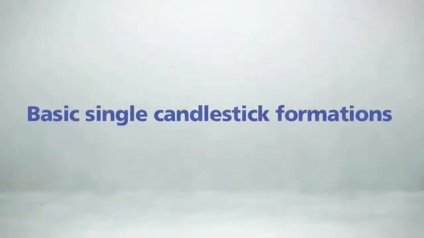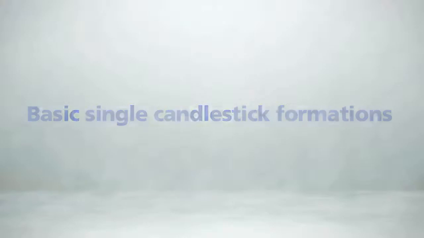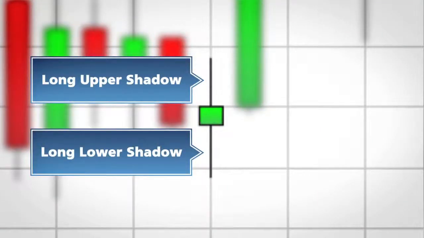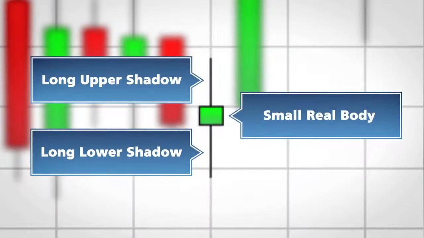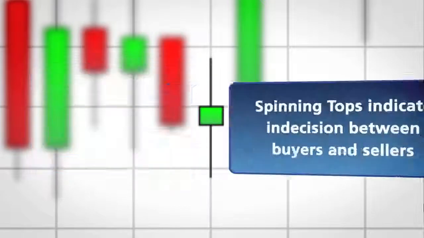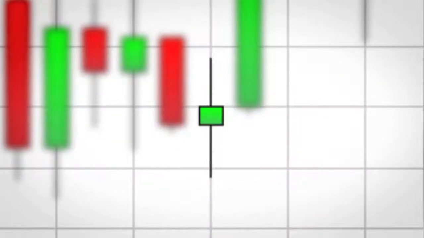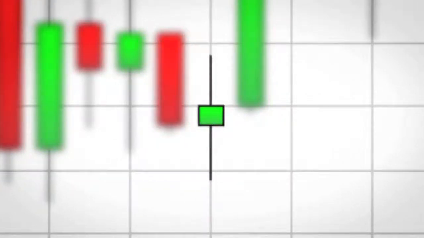Now let's have a look at some basic single candlestick formations and what they indicate. Spinning tops. Candlesticks with a long upper shadow, a long lower shadow and a small body are called spinning tops. This pattern indicates indecision between buyers and sellers. The small real body indicates little movement from open to close, and the shadows indicate that neither the buyers or sellers gain control of the market in that period.